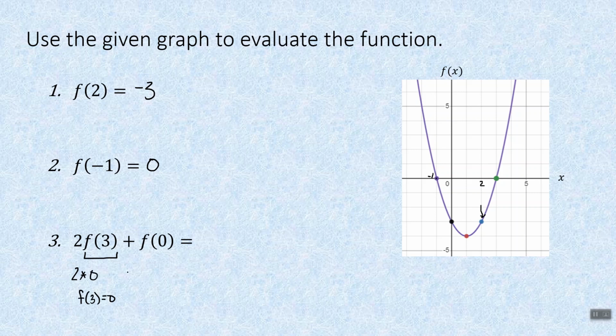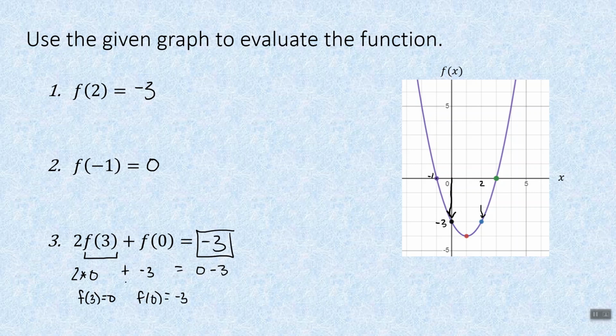So I'm going to do 2 times 0 plus. Now I need to find out what f of 0 is. So when x value is 0, I follow it down, and right here is -3 again. So I'll have 2 times 0 plus a -3, which equals 0 minus 3. So my answer is -3.